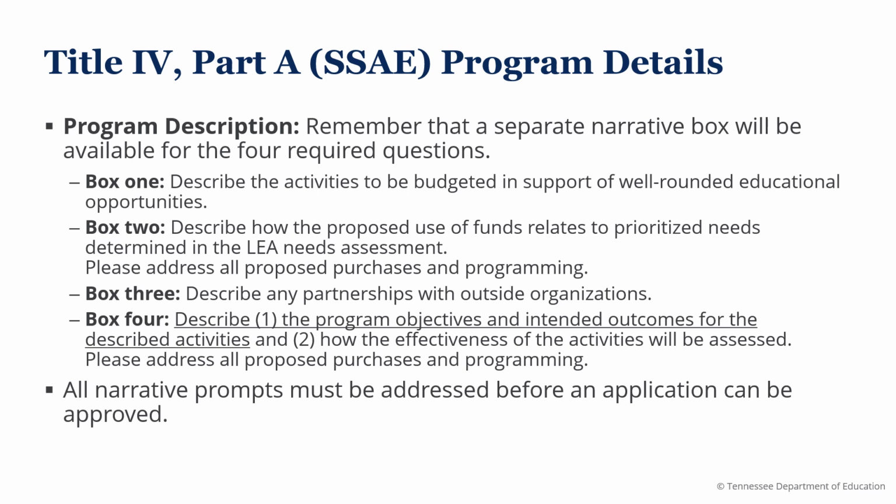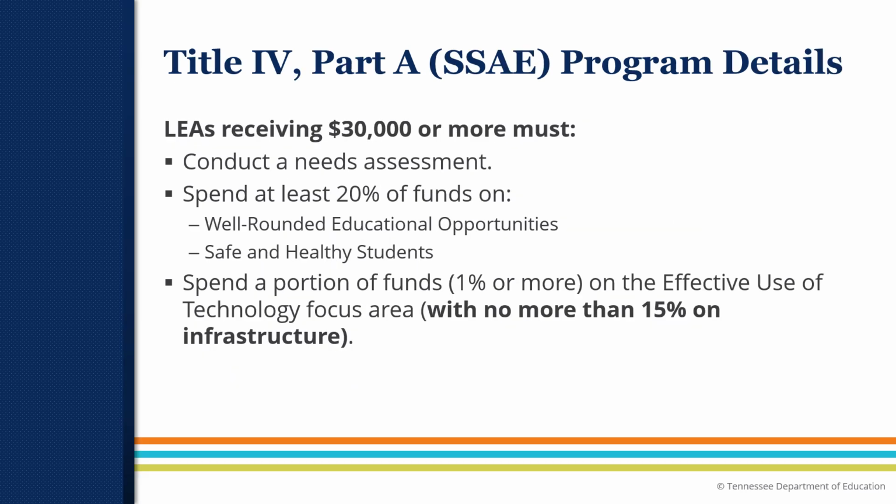And on the program detail page, remember there are 4 boxes within each area that you must answer. If you are an LEA receiving $30,000 or more, of course you must conduct a needs assessment as previously mentioned, and you have to spend 20% on both well-rounded and safe and healthy. Then a portion, which is 1% or more, can be used on the effective use of technology focus area. And within that, no more than 15% can be on infrastructure. And do know private schools' infrastructure counts towards that amount.